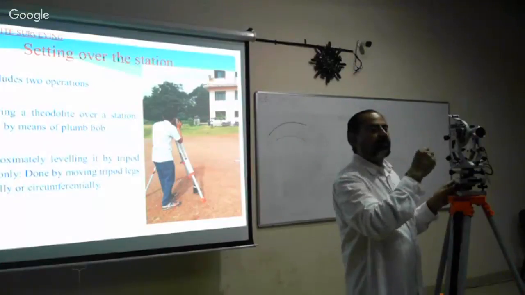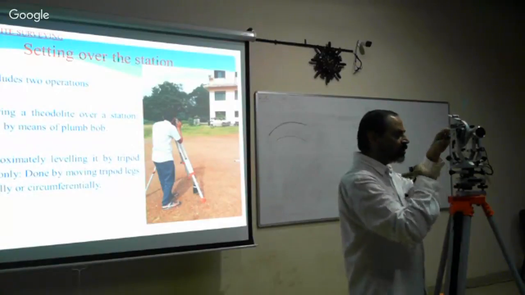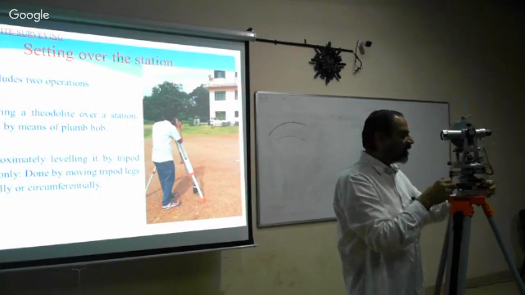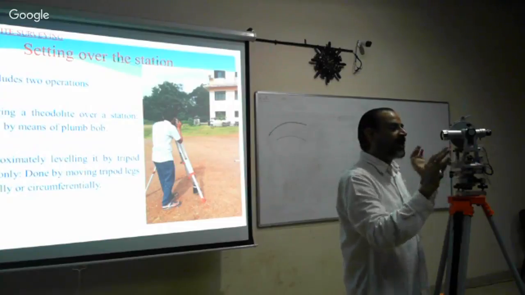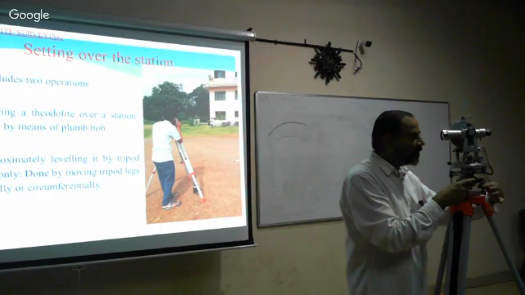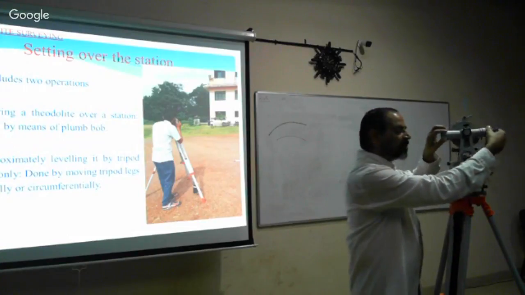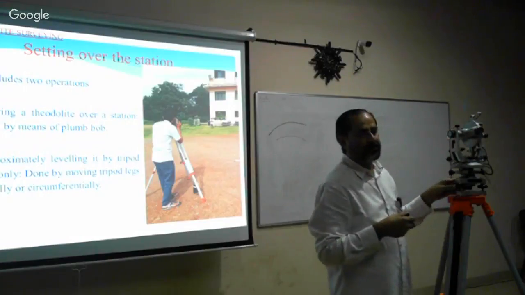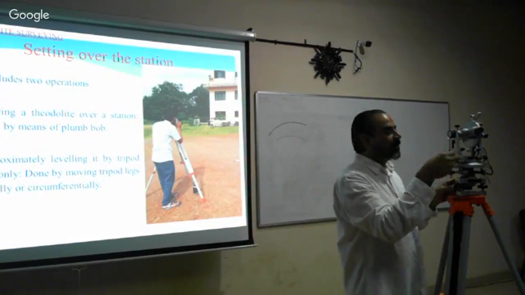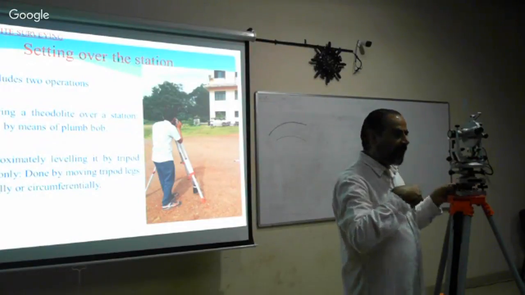Again bring the bubble to the center. Now repeat this process. Bring it back and check the bubble. If the bubble is at the center, your work is done. If not, then operate these two foot screws either inward or outward, depending upon the movement of the bubble. Then again bring back the telescope over the third foot screw. Look at the bubble. If the bubble is at the center, our job is done. If not, then repeat it.